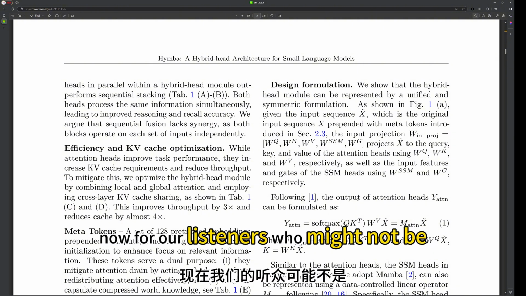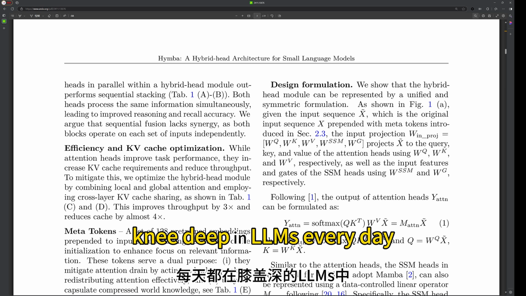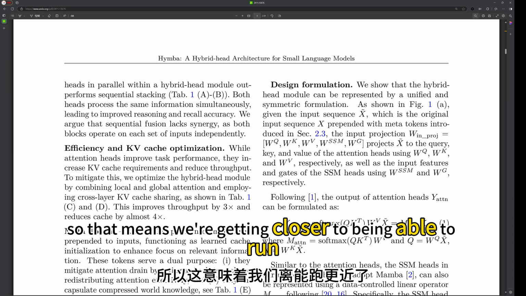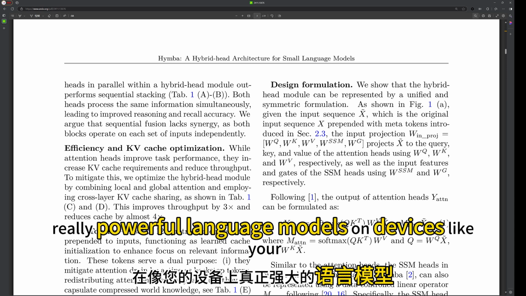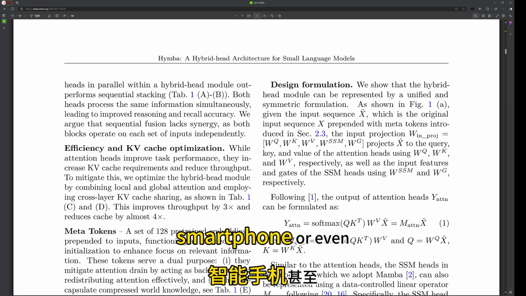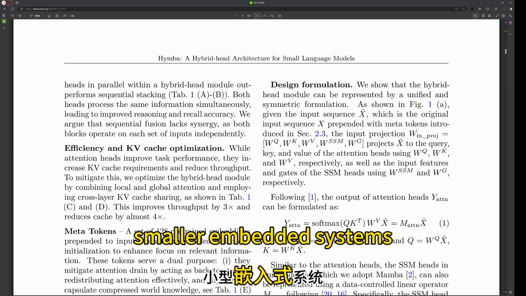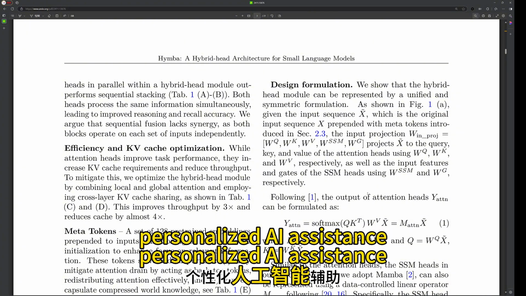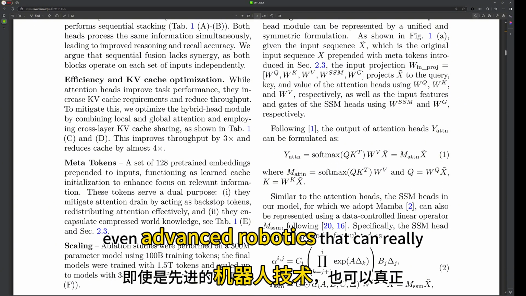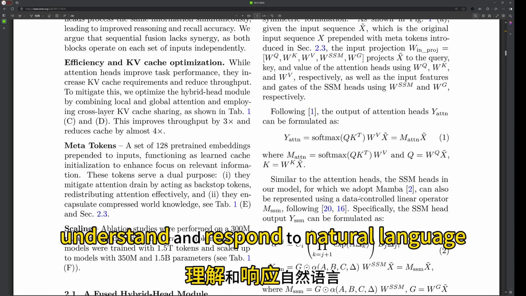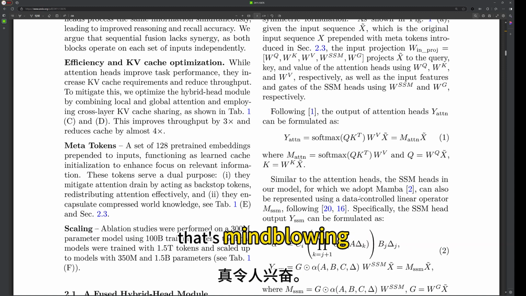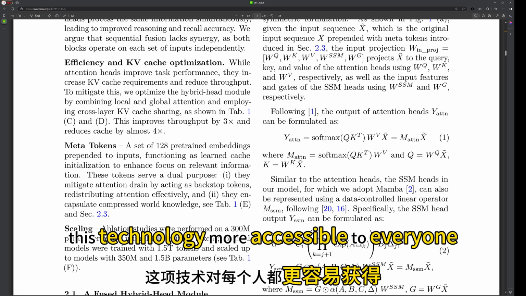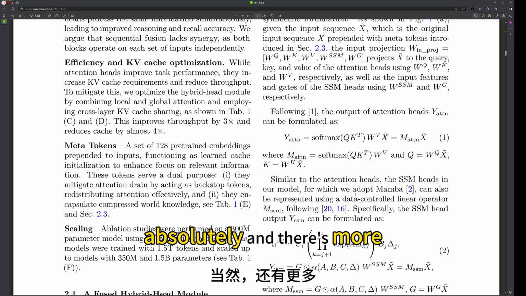Now, for our listeners who might not be knee-deep in LLMs every day, why is that such a big deal? So that means we're getting closer to being able to run really powerful language models on devices like your smartphone or even smaller embedded systems. Wow. So think about the possibilities, for things like personalized AI assistants, offline language translation, even advanced robotics that can really understand and respond to natural language. That's mind-blowing. Yeah, it's really exciting. So Hymba could really be a game changer for making this technology more accessible to everyone. Absolutely. And there's more. Oh, there's more.